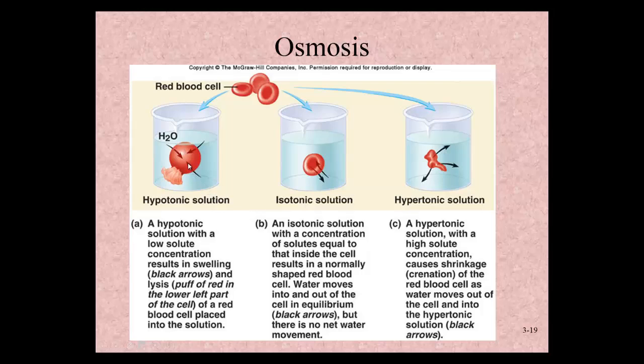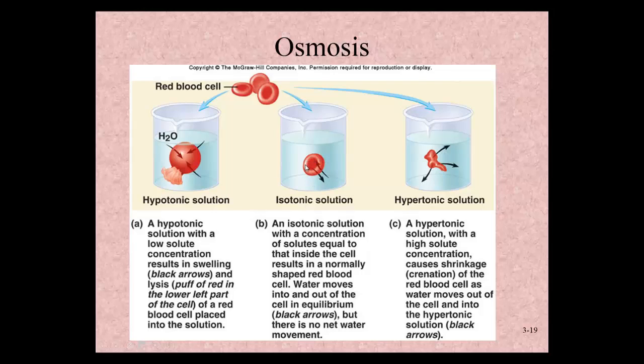Here we have what's called an isotonic solution. Iso means same, so that means we had the same concentration of solutes outside this red blood cell as well as inside the red blood cell. So we'll see a little bit of movement of water back and forth, but there's not going to be any net movement in one direction, so this red blood cell stays the same.